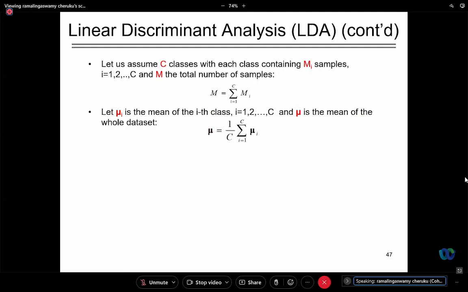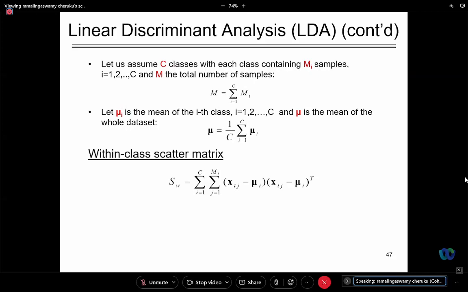Now, once we have the total number of samples, let mu i be the mean of the ith class. So each and every class will have its individual mean: mu 1, mu 2, mu 3, where mu i stands for the mean of the ith class, and mu is the mean of the whole data set. From the individual means, we calculate the mean of the whole data set as 1 by C times the summation of i equal to 1 to C of mu i, where mu i is the mean of each individual class and there are C such classes, so the average is 1 by C.